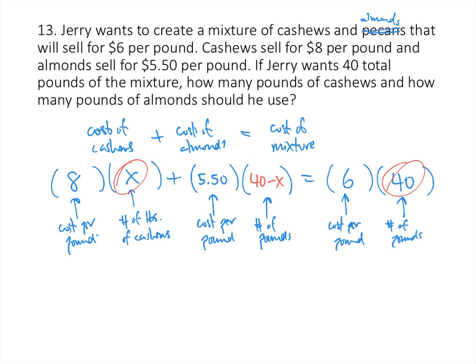So this gives me my equation to solve. So I get 8 times x plus 5.50 times 40 minus x, and 6 times 40 is 240. So we start working this out.